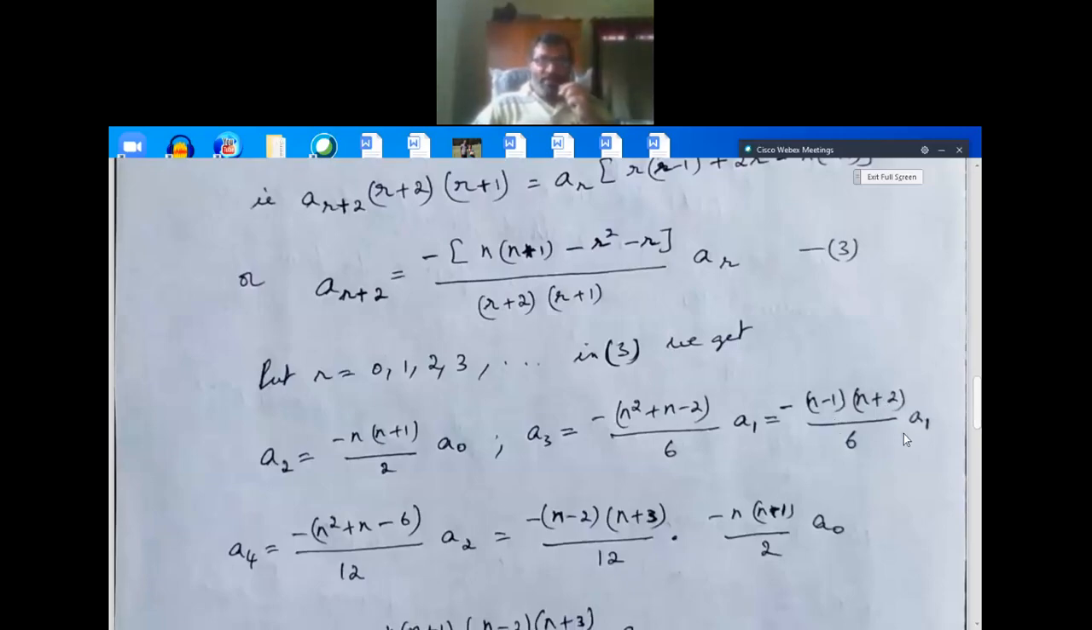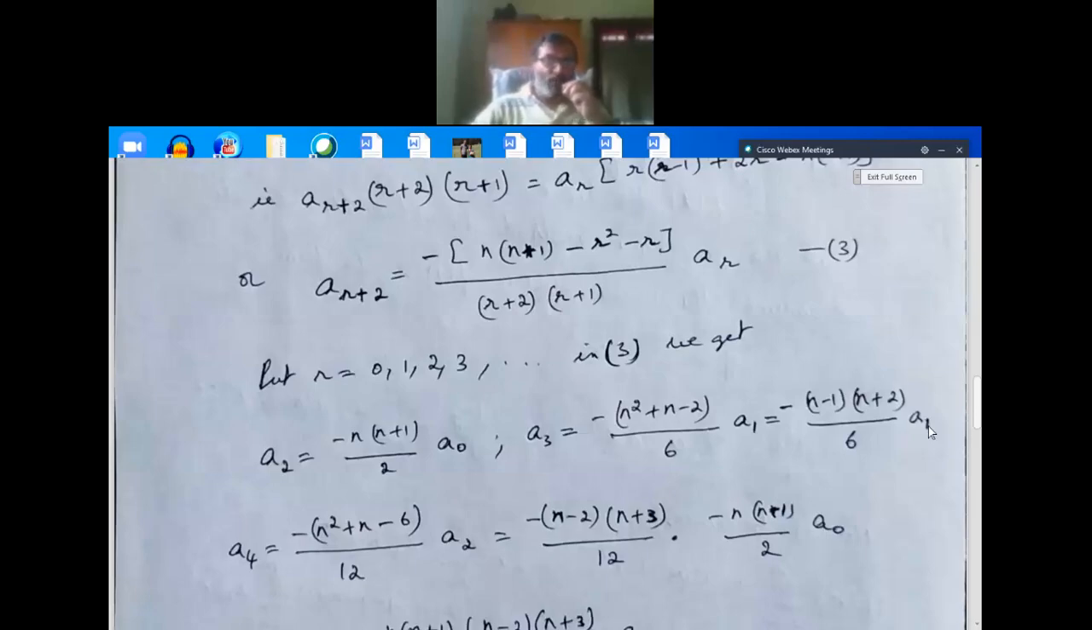So a3 I got in terms of a1, a2 I got in terms of a0. You can note here very carefully that a2 I got in terms of a0. When I put r equals 0, I got a2 in terms of a0. And if I want a3, I have to put r equals 1. I got a3 in terms of a1.